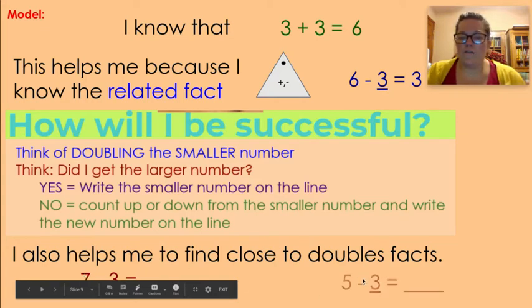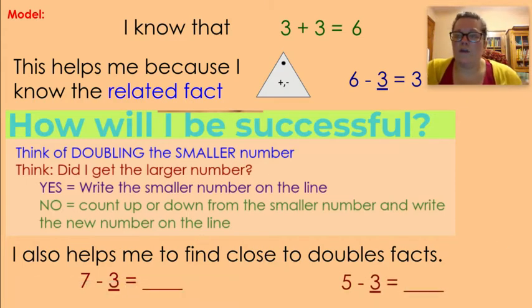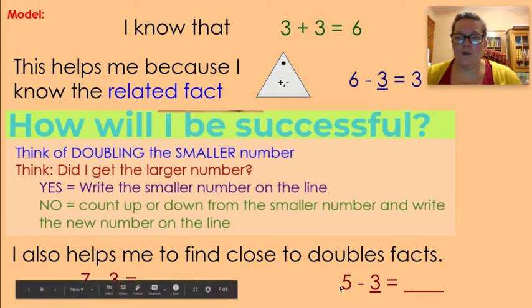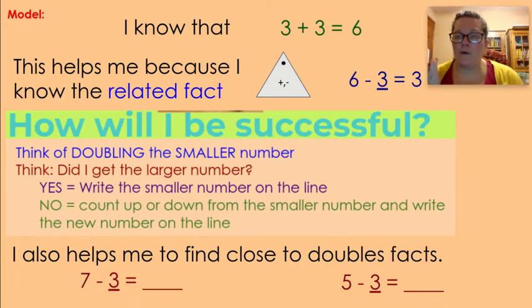Okay, now if I look here, 5 minus 3, we have 3 again underlined because in the blue step it says to think of doubling the smaller number. So 3 plus 3 is 6. Did I get the 5? No, that's one less. So I need to count down one more. So I don't double and get 3. I've got to take 1 away.